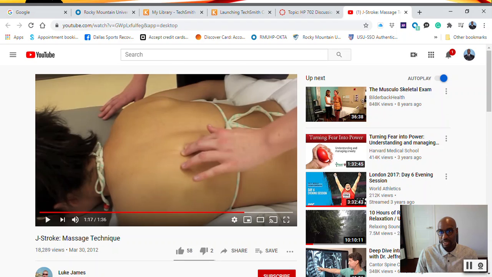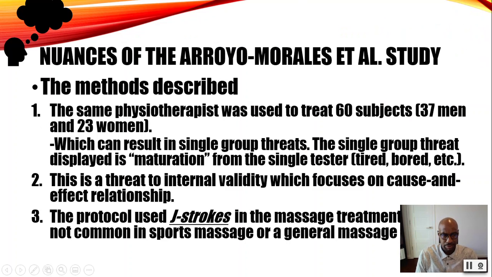Okay, I'm going to stop it right there, and then we're going to go back to the study. When we look at that stroke in itself, as you can see, if you're athletic, you're probably thinking you've never really received something like that.